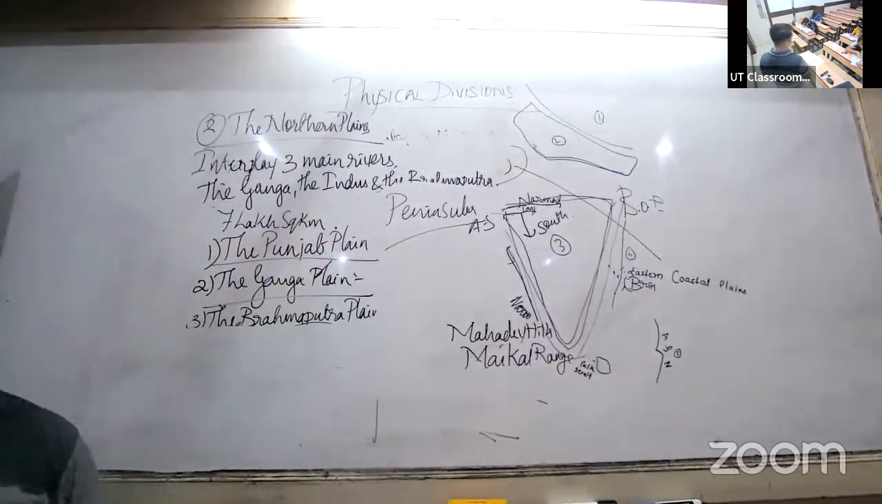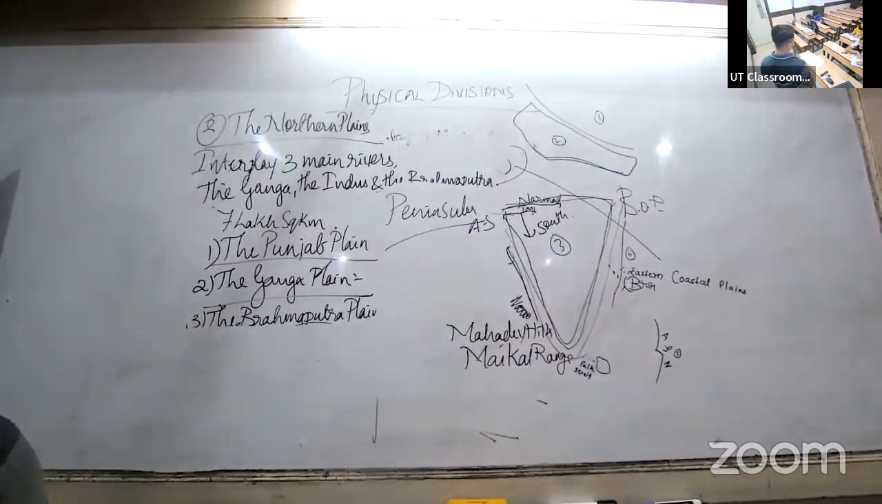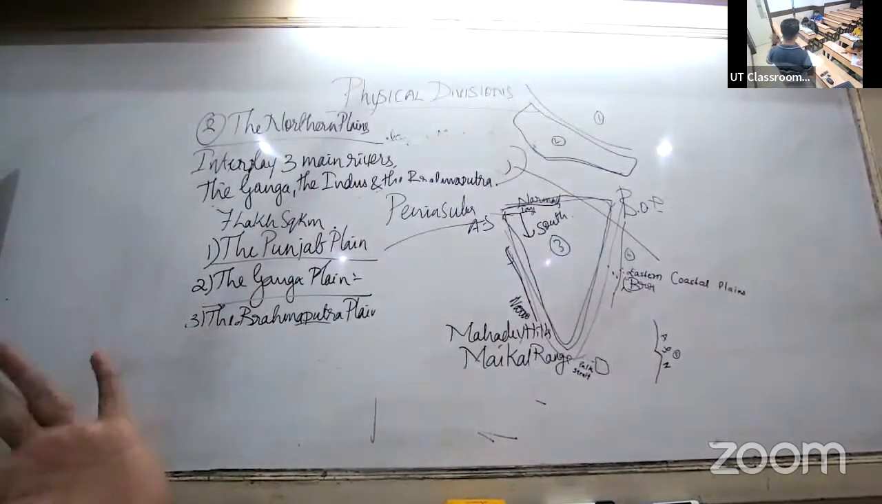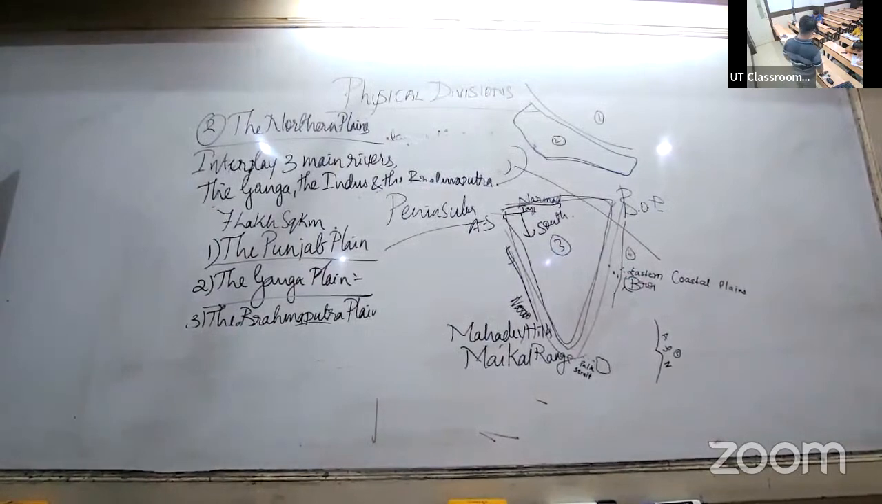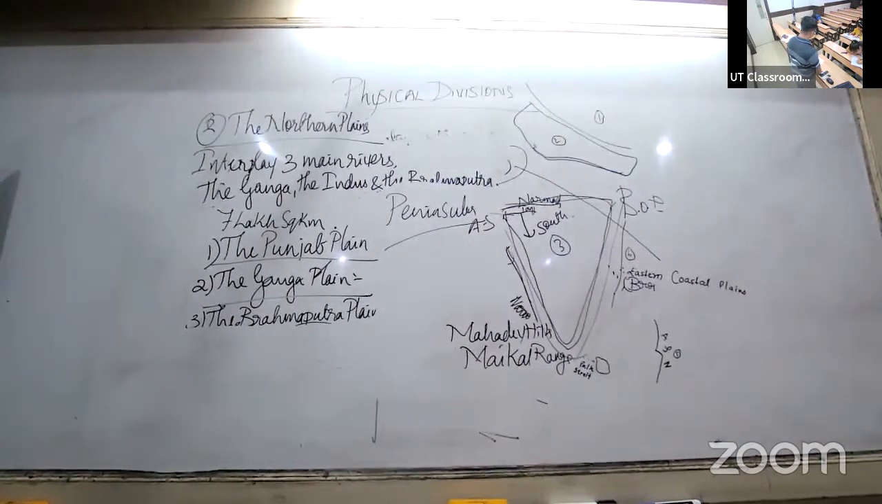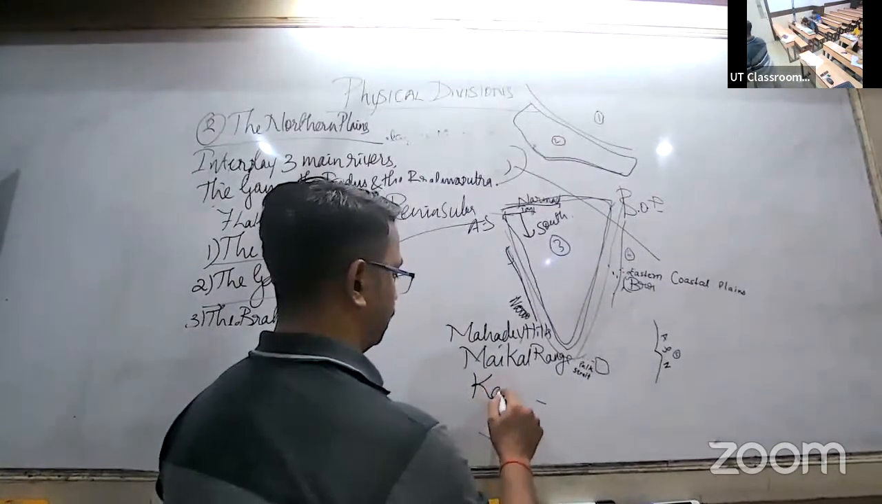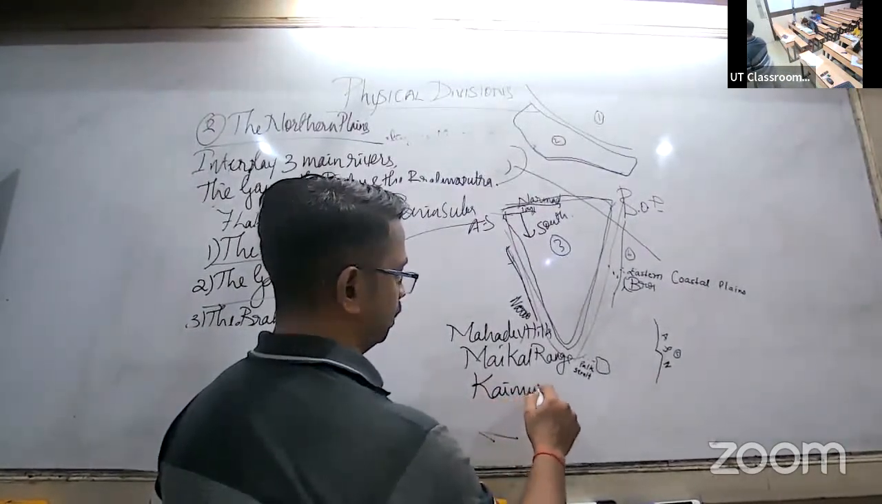I don't know, you have to pronounce it differently. How do you make the pronunciation different? Even Michael. Michael Jackson. Michael range and Kaimur Hills.